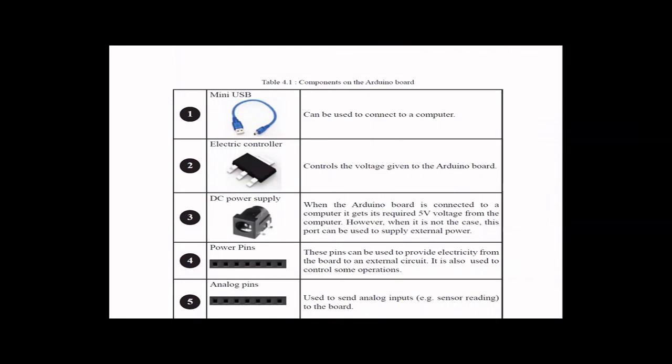So they have explained the items also. What is the mini USB, right? This is actually where you can connect to the computer, as with the micro:bit module. And then you have the electric regulator, right? This is actually controlling the voltage needed for the circuit. And then the DC power supply, right?